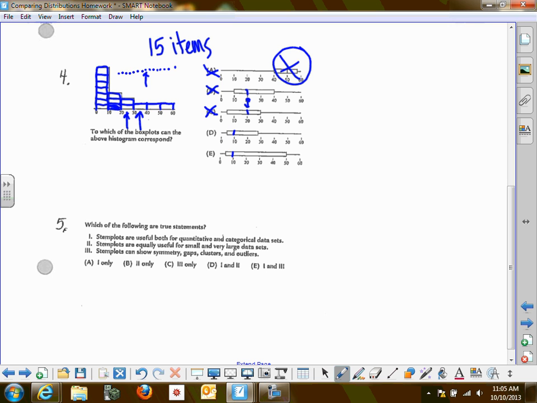Okay, now let's look at the 2 remaining choices. D and E have the identical Q1. What's the one difference between them? The location of Q3. So, if you have 15 items and the 8th one is the median, then which one is the Q3?